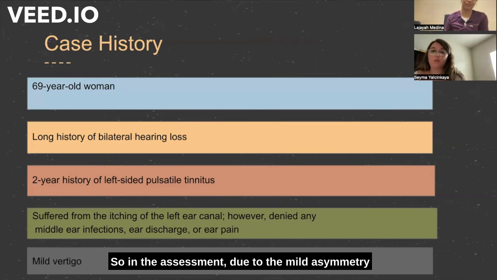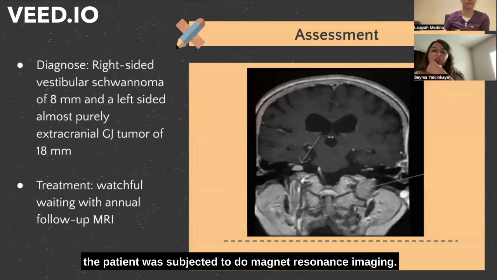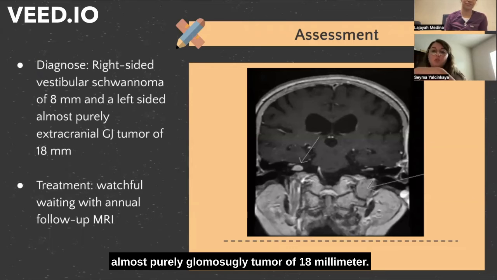So in the assessment, due to the mild asymmetry in the pure tone audiometry and the pulsatile tinnitus in the left ear, including the pulsating purple-colored mass, the patient was subjected to magnetic resonance imaging. The MRI revealed a right-sided vestibular schwannoma of 8 millimeters and a left-sided, almost purely glomus jugulare tumor of 18 millimeters. After the diagnosis, the patient went into watchful waiting with annual follow-up MRI.